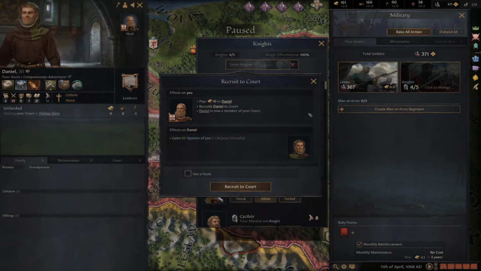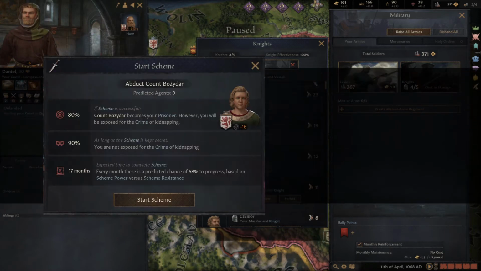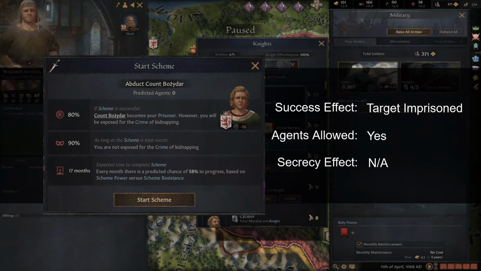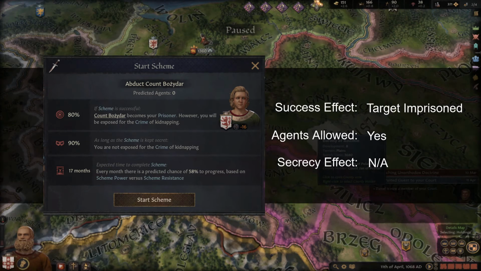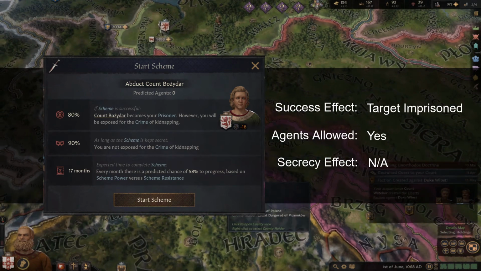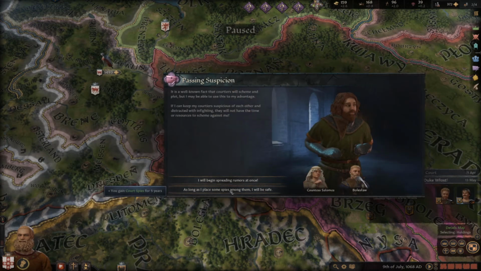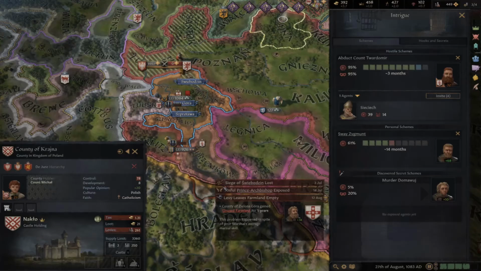If you pick up the Kidnapper perk, you gain the ability to abduct characters. On success, your target is imprisoned, and you may enlist the help of others for this scheme. Secrecy didn't seem to matter in my testing, as in any case I ended up with, you've committed the crime of kidnapping. I'd assume this gives your liege reason to imprison you, and possibly some sort of negative opinion modifier. Honestly though, this is arguably the most overpowered thing you can do in this game.